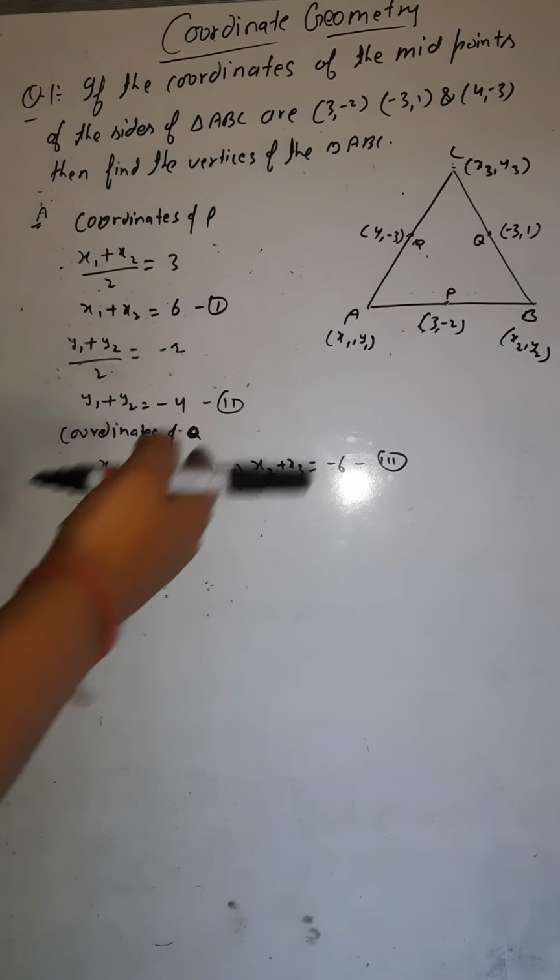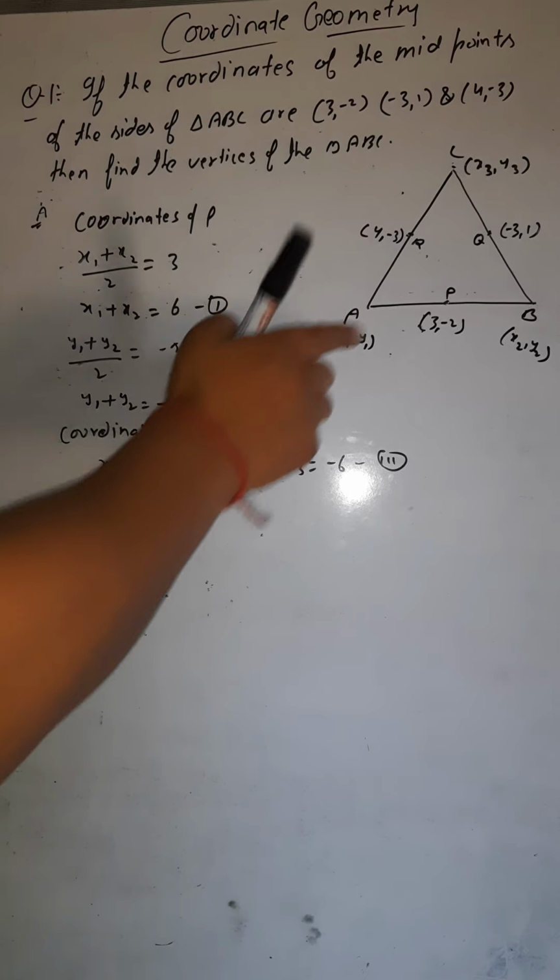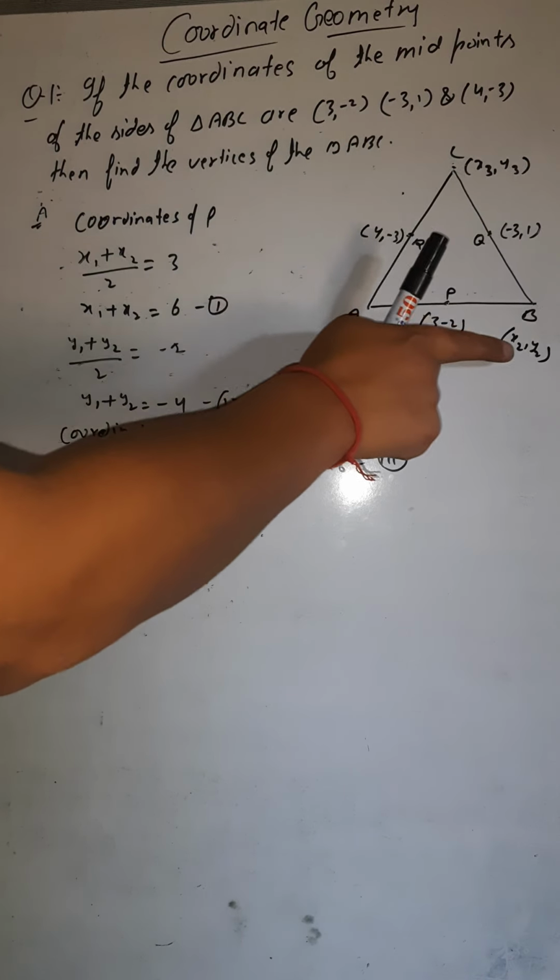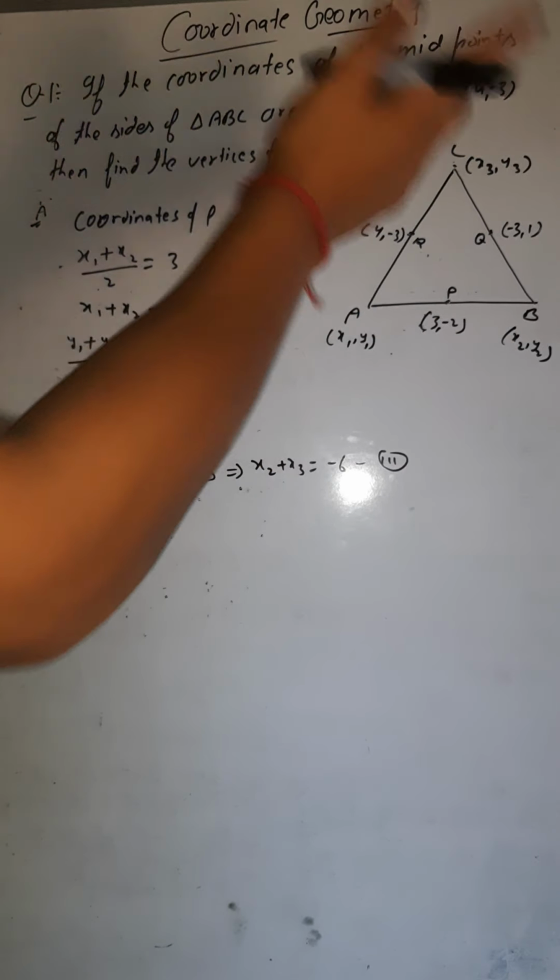Now let's move to the third side, that is AC. Sorry, one more coordinate here, that is the second coordinate, 1. So the second coordinate would be equal to (y2 plus y3) divided by 2.